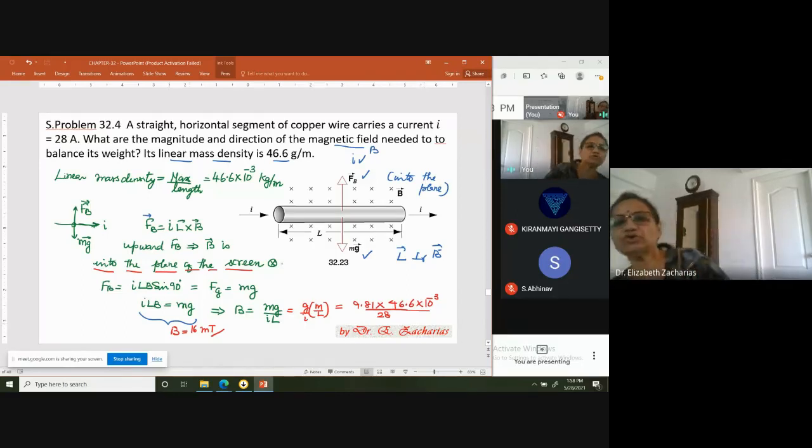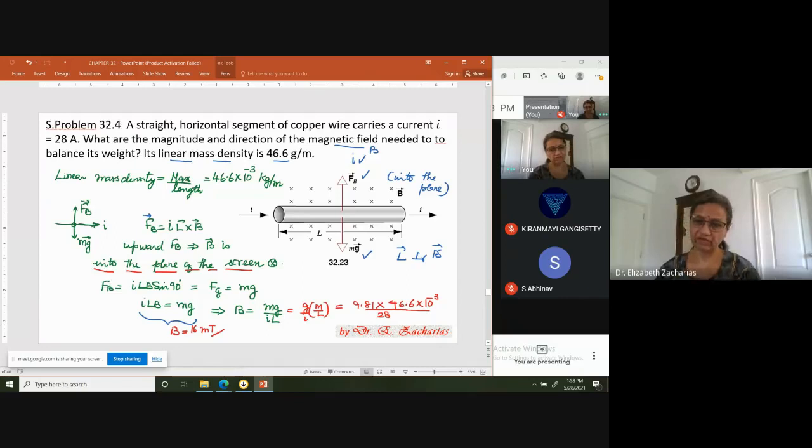So you need to apply a uniform magnetic field of 16 millitesla into the plane of the paper or the screen for you to have an upward force. One thing that you must have realized the minute you started magnetism is the right hand rule. You have to be comfortable with the right hand rule.